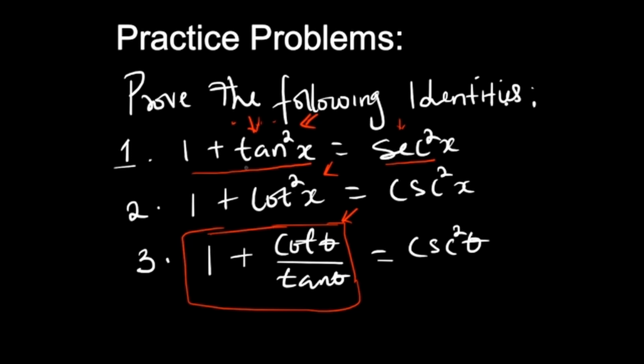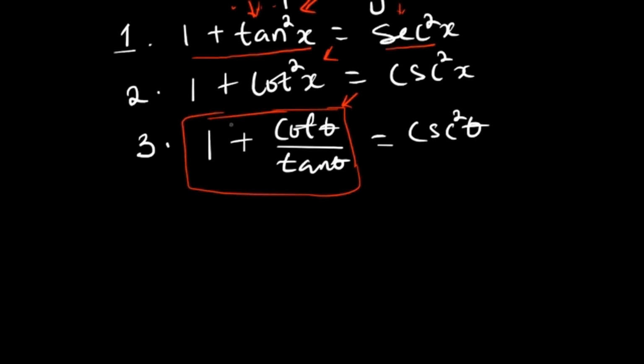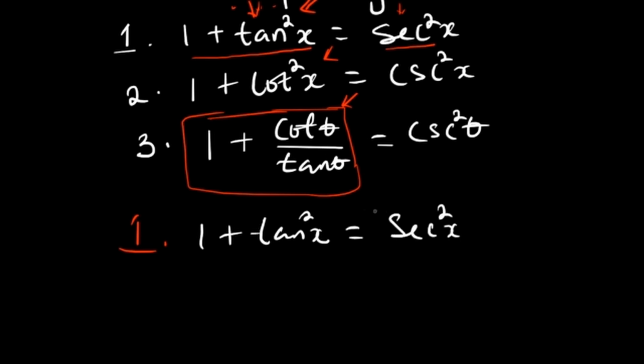Now, let me take you through these 3 problems to check for comprehension and solidify our learning. So, problem 1 says if you have 1 plus tan squared x, this is equal to secant squared x. Yes, this is a true mathematical statement, but how do we prove it?